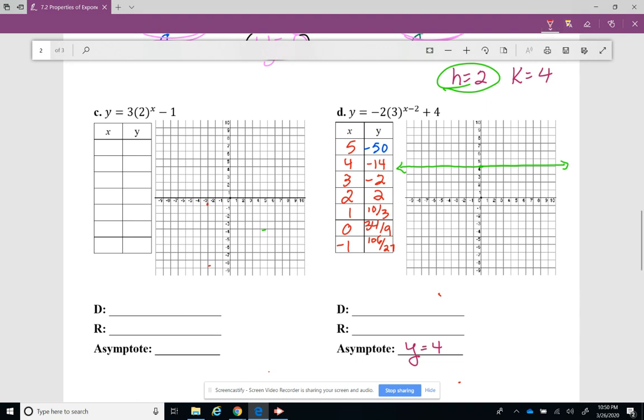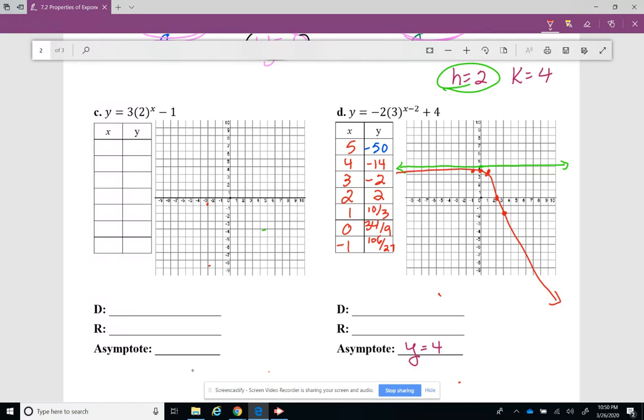All right, so I can't do 5, negative 50, and I can't do 4, negative 14, but I can do 3, negative 2. I can do 2, 2. I can do 1, and 10 over 3 is about 3.5. So 1, about 3.5. I can do 0, and that's going to be 3 and something. And then negative 1 and 3 and something. Make that one a little bit bigger.